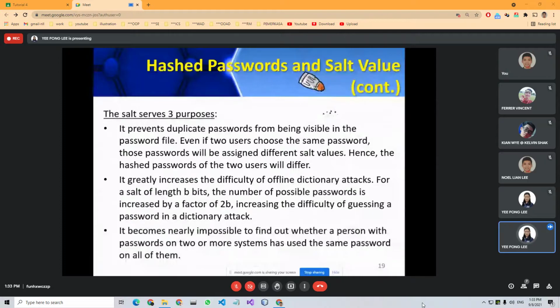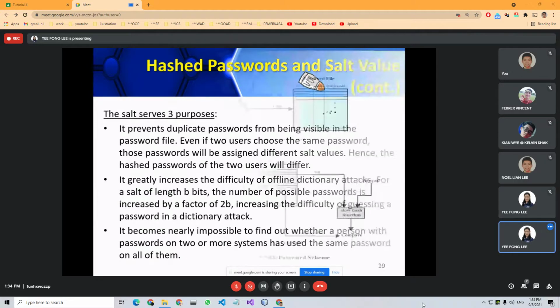Next, it becomes nearly impossible to find out whether a person with the same password, or two or more systems, have used the same password, because every time a different unique hash value is applied. That's why, even though the input is the same, when applied to the hash function, the output hash is unique.